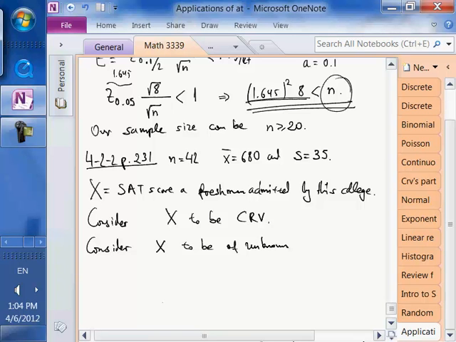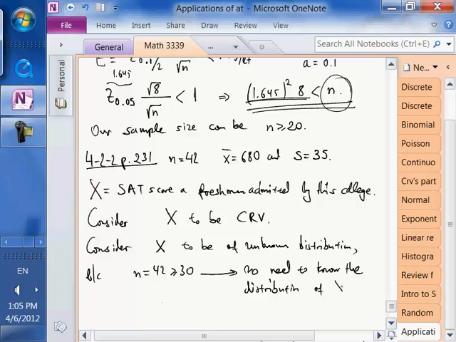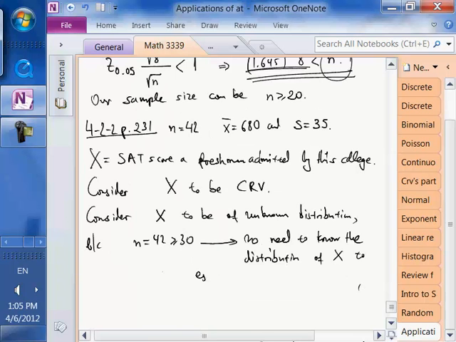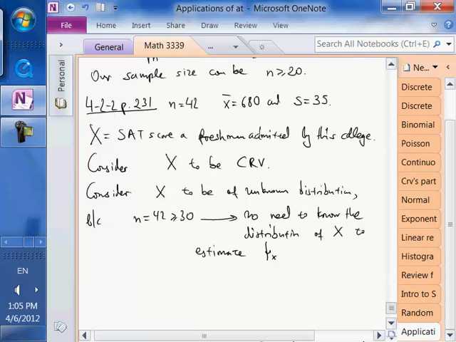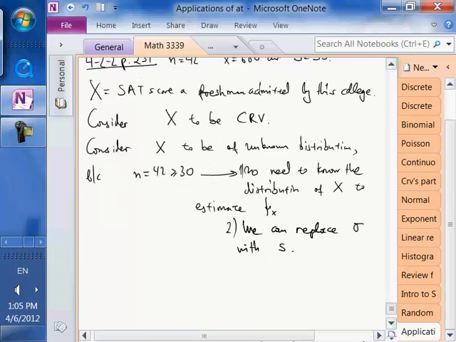Actually, do we need to make any assumptions about the distribution of x? We actually can do that because n is 42, so it's greater than 30, which means two things. No need to know the distribution of x to estimate the mean of x, because that's what we need to estimate. Estimate the mean of x, that's what the problem says. And also that says that we can replace sigma with the sample standard deviation, S.